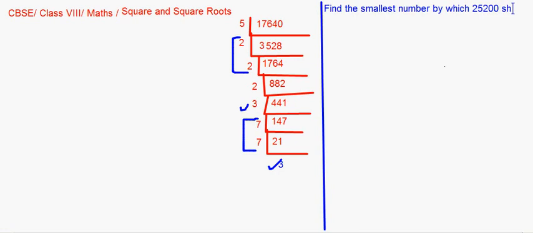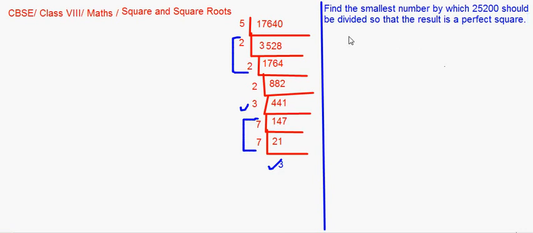25200 should be divided so that the result is a perfect square. That means it already informs us that 25,200 is not a perfect square. Now let us first try to understand which of the prime factors doesn't have a pair, such that this becomes a non-perfect square.